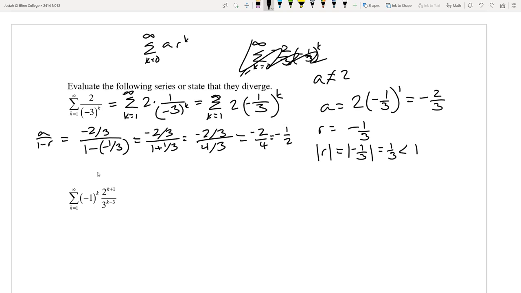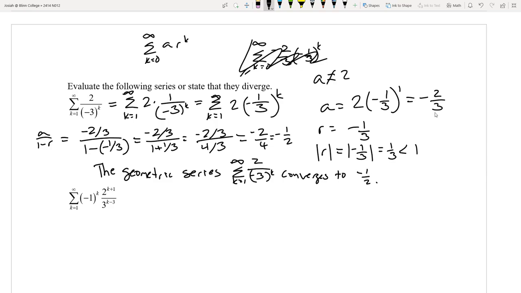So we go ahead and write down our statement stating that the geometric series, and we rewrite the series, k equals 1 to infinity of 2 over negative 3 to the k, converges to negative 1/2. That's going to be our answer statement there, and you can throw in a therefore at the beginning if you want to.